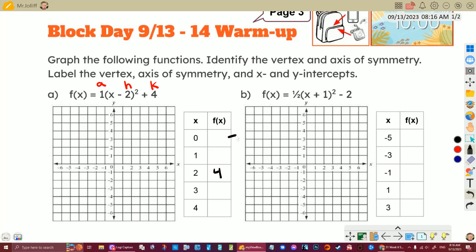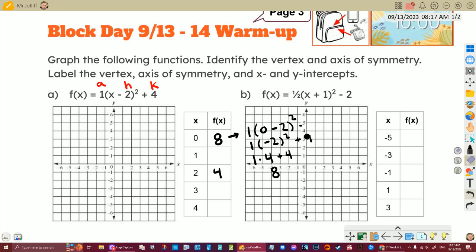So I'm going to start with this x equals 0 box. And we know that's going to be 1 times 0 minus 2 squared plus 4. So I'm going to start with the parentheses. 0 minus 2 is minus 2. Next step with PEMDAS, I have to do the exponent. And I know that negative 2 times itself is going to be a positive 4. 1 times 4 is 4, and 4 plus 4 is 8. So that first box should be 8.